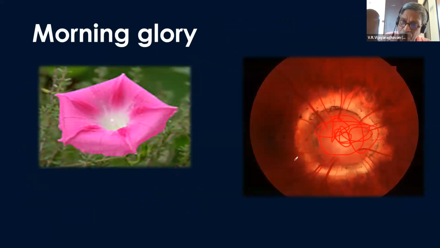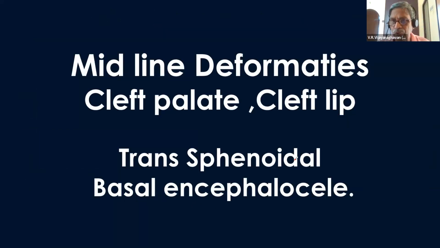When I find a morning glory optic disc, what is the problem to be ruled out in the patient as a whole? I have to look for midline deformities, cleft palate, cleft lip. That's why, when a patient is brought to you with a cleft lip or cleft palate, you have to examine the fundus. The patient may be having morning glory syndrome inside. Or you may find transsphenoidal basal encephalocele. They can have midline deformities, problems in the corpus callosum, these areas. So I have to rule out morning glory syndrome. Think about cleft lip, cleft palate, and basal encephalocele.